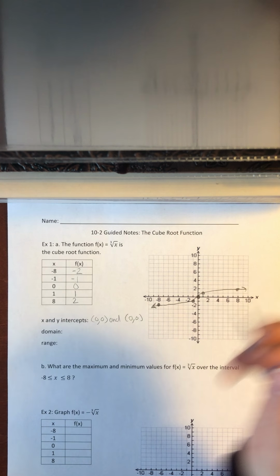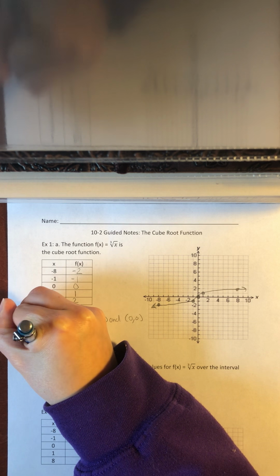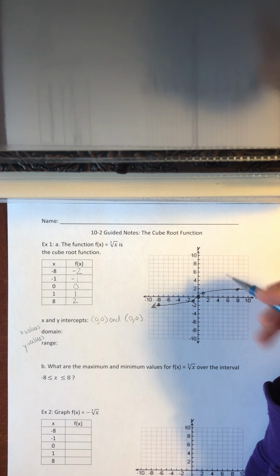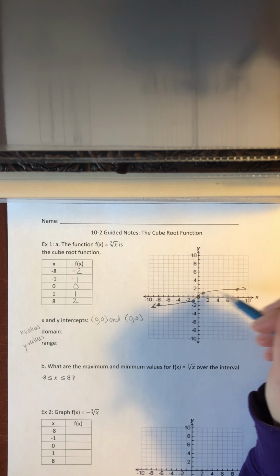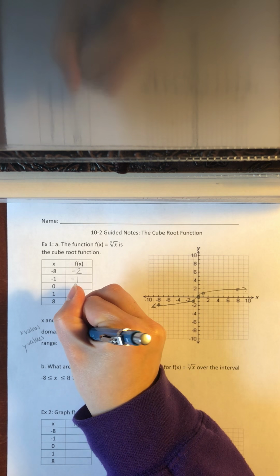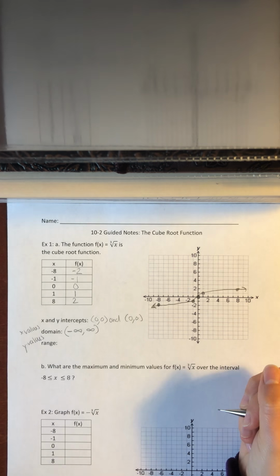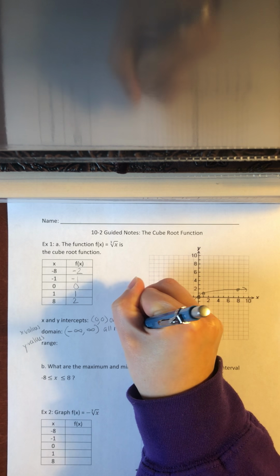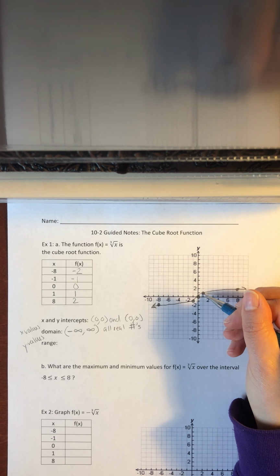Domain is all of your possible x values, and range is all your possible y values. So all your possible x values go from -infinity all the way to +infinity. Any x values you want are on this graph. You could write it like that, or you could write it as all real numbers, or all reals, that's fine too.